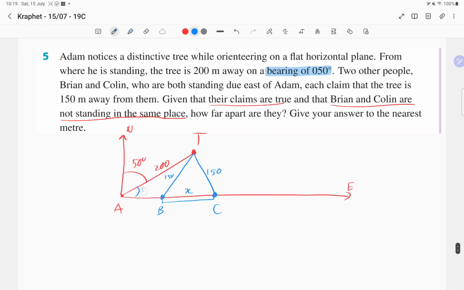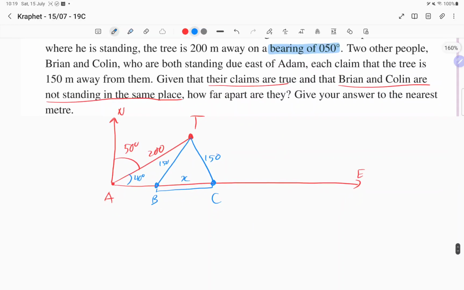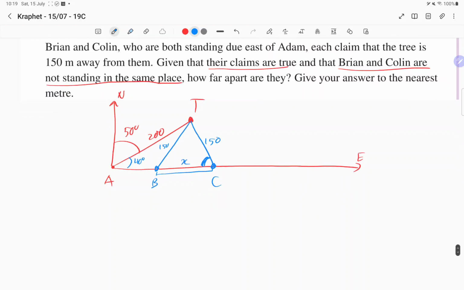So putting what we know, 50, this will be 40, and then we've got these 2. Can we find something out from here? Yeah, we have to use the sine rule to calculate this one. But when it's 150 and 150, remember, when you use the sine rule, the first angle you find will be the smaller angle over here. And then, shouldn't it be the same for B as well?